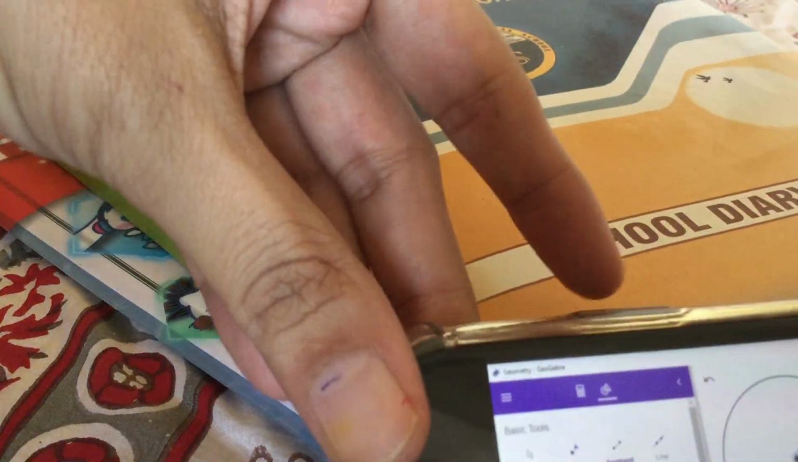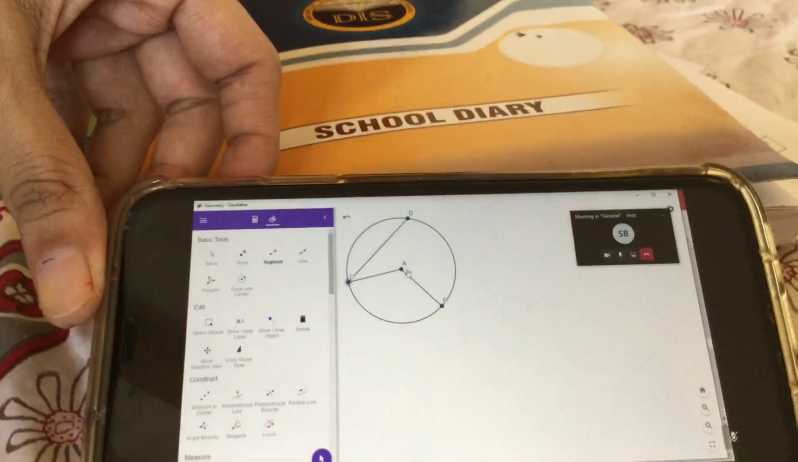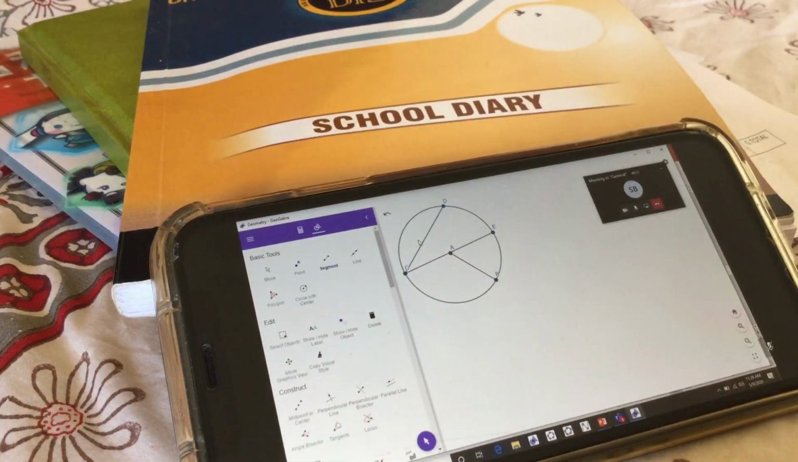So then we can talk about line segment. We can talk about chord. We can talk about diameter. Minor segment, major segment, sector, whatever you want, you'll be able to teach with this.